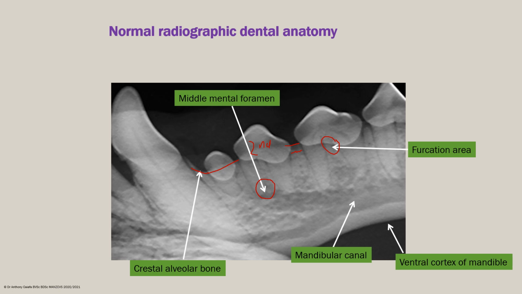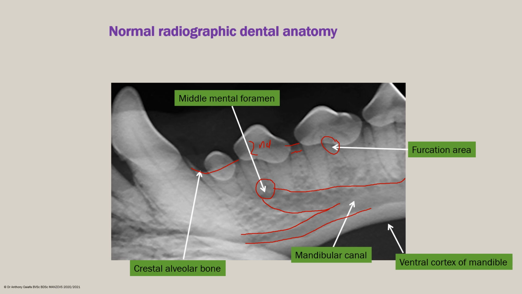You can follow the mandibular canal here. One branch goes to the middle mental foramen, and then there's another branch that goes forward in the rostral mandible. You can follow it here, that supplies the canines and the incisor teeth, and this is the incisive branch.